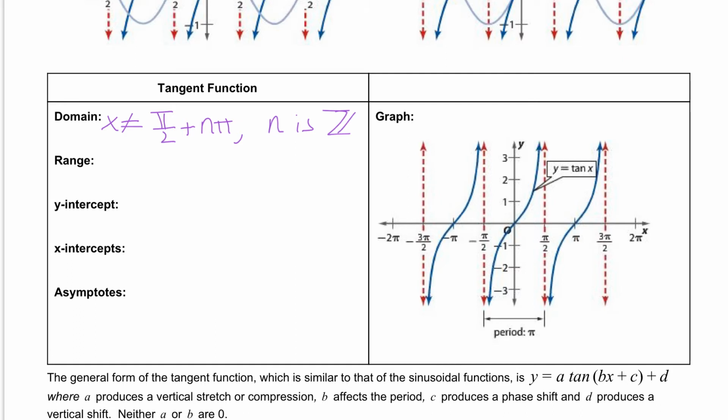If we take a look at our range, our y values, we can look at just one piece of this, it is going down forever and up forever. There's nothing in between that we can't use. So our range is going to go from negative infinity to positive infinity. We're using everything for our range. My y-intercept is at 0, 0. My x-intercepts are happening where it's crossing over the x-axis, and that is at n times pi, where again n is any integer.